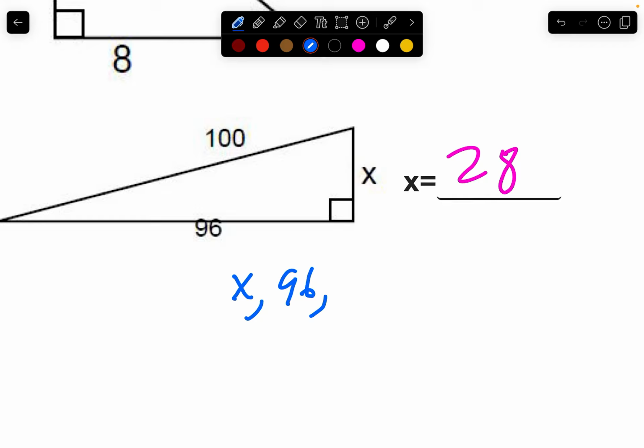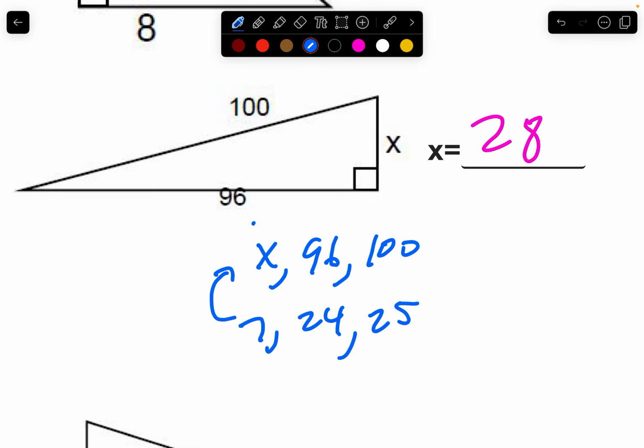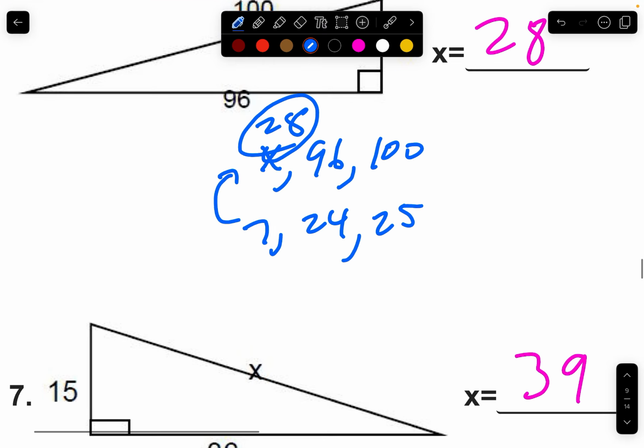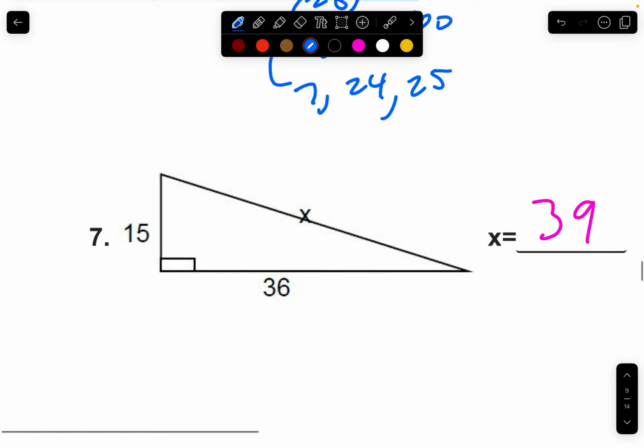X, 96, 100. Definitely divide by 4, 25. Divide by 4, 24. 7, 24, 25. Nice. So multiply the 4 back in, 28. Got it. Can't zoom out. Woo, I'm getting old, guys.